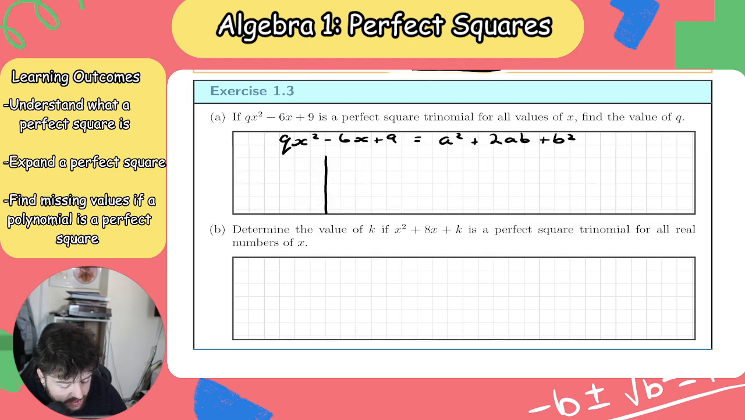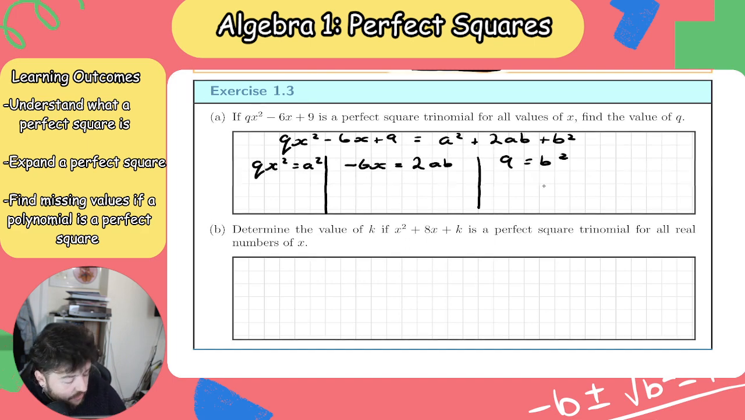Form my little equations here. Qx squared is equal to a squared, so that's my first term squared. This middle term, minus 6x, is going to be equal to the two terms multiplied together times 2. And then my last term here, 9, is equal to b squared. So again, let's look here.